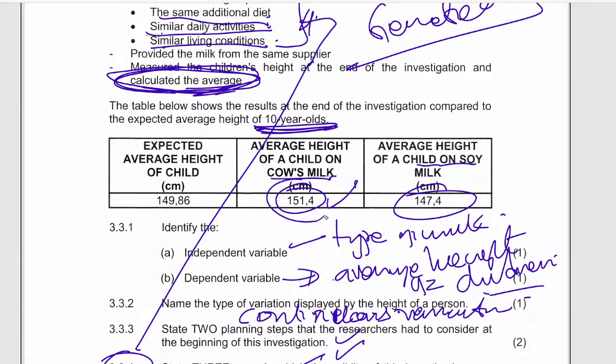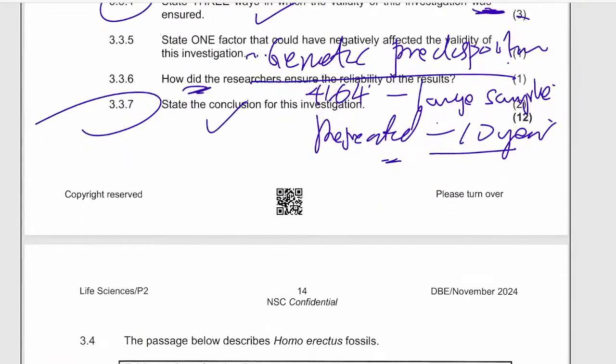You understand? So children who drank cow's milk, they had what? A higher average height than the children who did drink the soya milk. So that is the conclusion which you can give there.